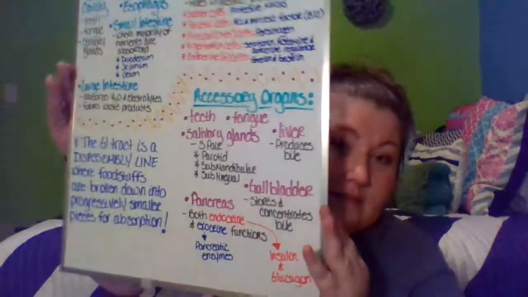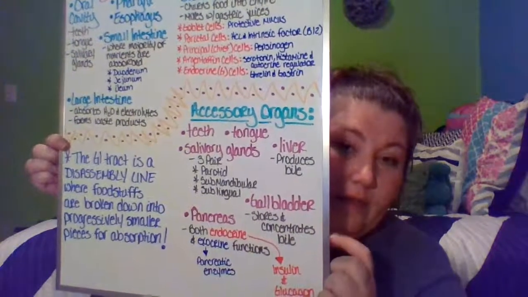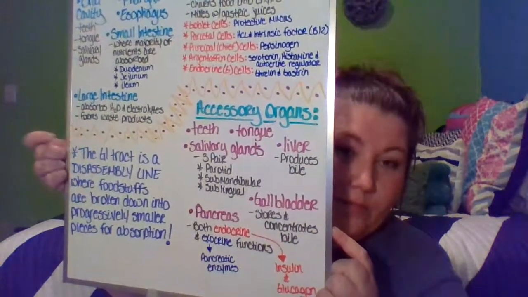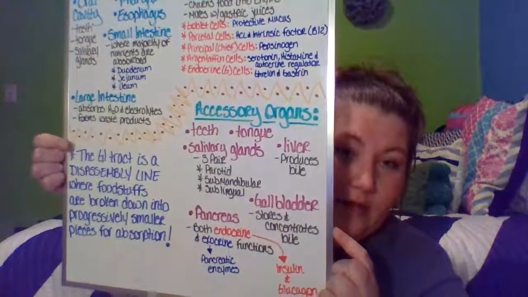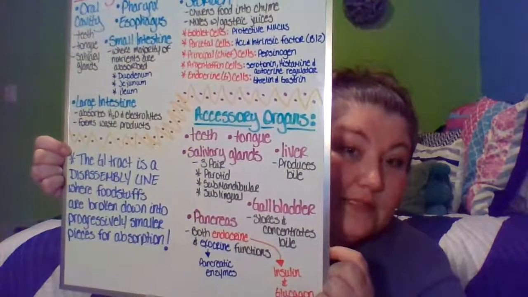Okay? And then this note for you guys right here. If you printed it off, it's at the top of your notes. Your GI tract is basically just a very large disassembly line where it takes foodstuffs and it progressively breaks them down into smaller and smaller pieces for absorption. Okay? So again, just a very general, broad overview.